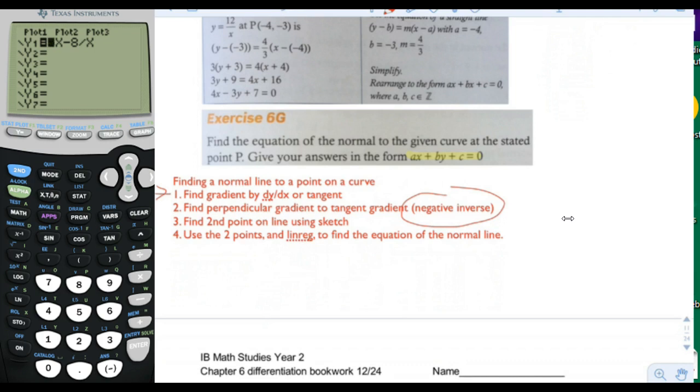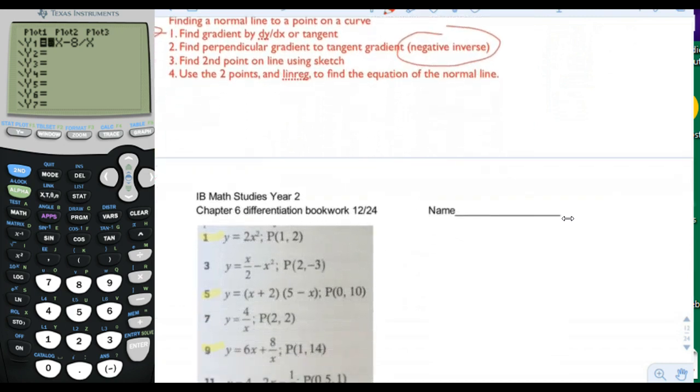Okay? And then you use the gradient to find a second point on the line. For example, they already tell you one point on the line. Let me show you an example problem. They're saying, show me a normal line that goes through this point. So you have one point. How do you find the second point of a line? You can use the gradient to find the second point on the line.